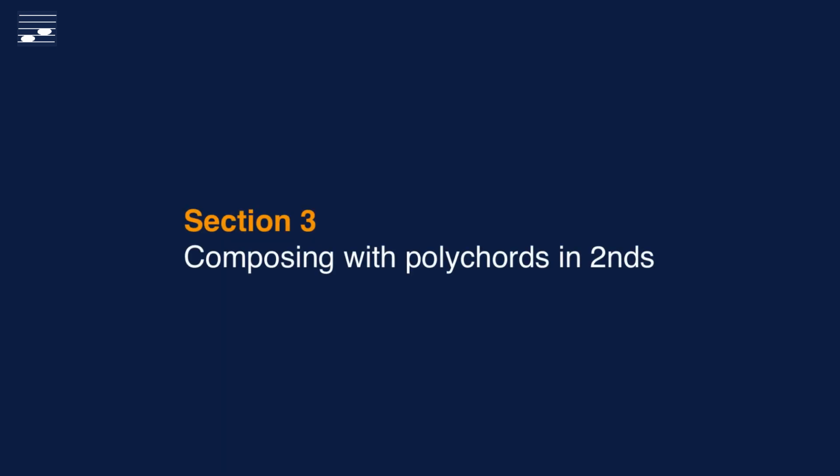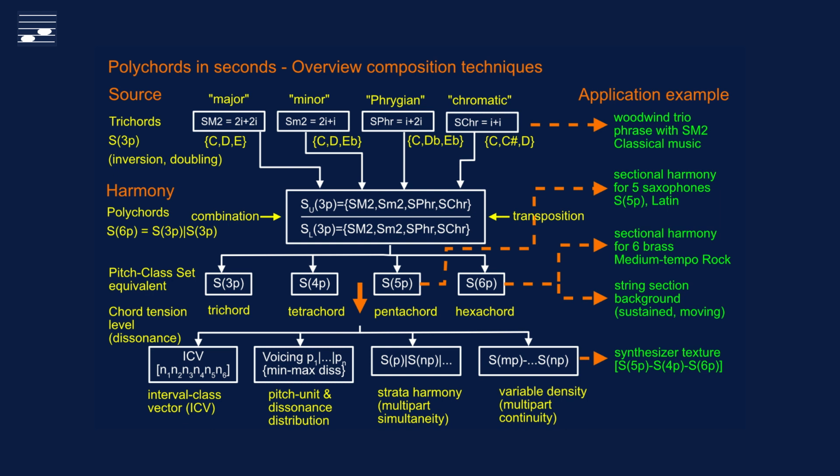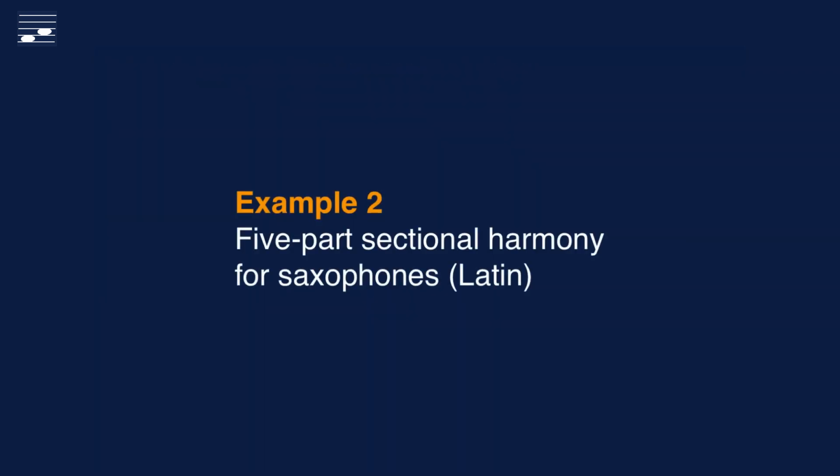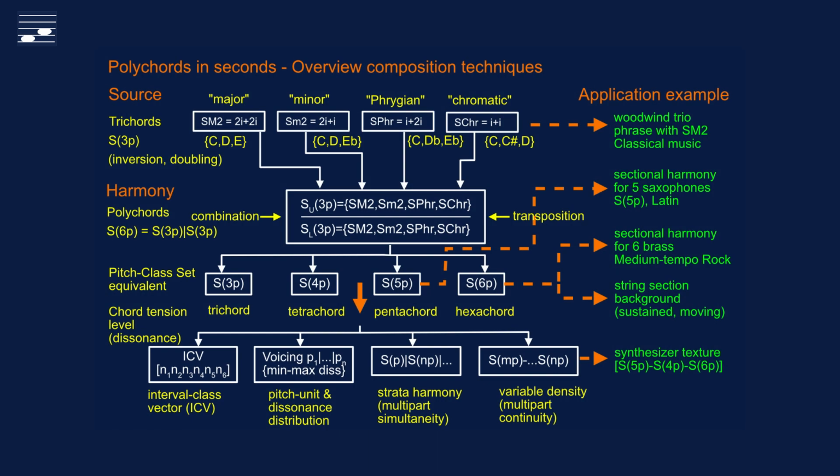And now you'll see some examples with two-layer polychords in seconds. I'll discuss the design process in detail, covering aspects such as chord structure selection to obtain tension control, voicing, and strata harmony orchestration. In example 2, we apply a technique from jazz arranging for big band. We'll develop a contemporary 5-part sectional harmony setting for saxophones and trombone.